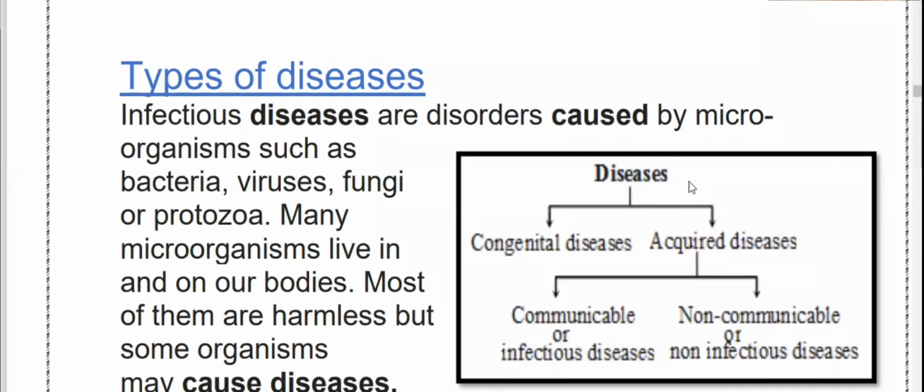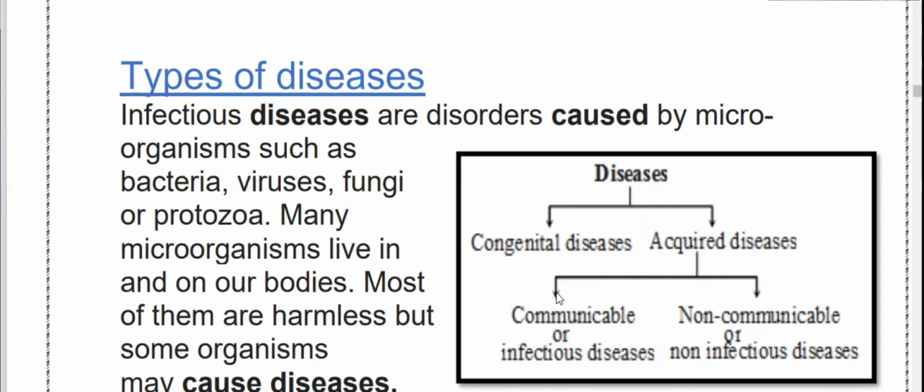The diseases can basically be of two types. One is the congenital, and the other one is the acquired. Congenital means a disease which is there in the organism since birth, and acquired means something that the organism has acquired later on. Now, the acquired diseases can be further divided into two. One is the communicable or infectious disease, and the second one is the non-communicable or non-infectious disease.